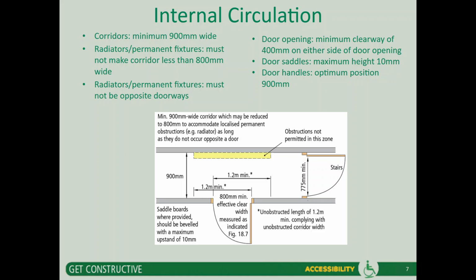Door openings, minimum clearance of 400 millimeters on either side of the door opening. So that means when you come into the door, you have 400 millimeters on either side of it. Your door saddle, which is the piece that goes across the base of your door. Most modern houses don't have it, they have continuous floors, but a lot of old houses do have it. That is the piece of timber that goes across the actual base of the door, separating room from room. That has to be a maximum height of 10 millimeters, again to allow ease of access throughout the house or building. Your door handles should be roughly 900 millimeters off the ground.